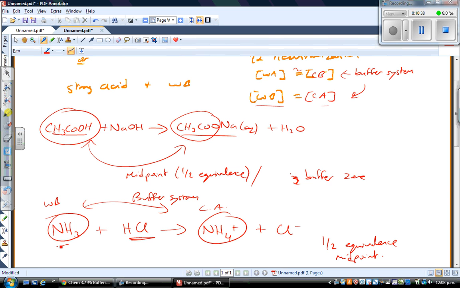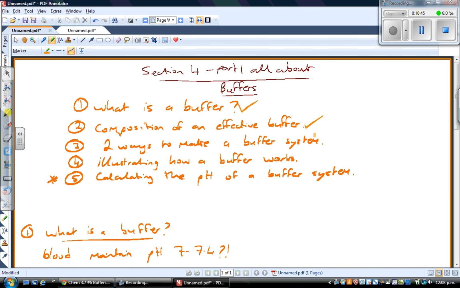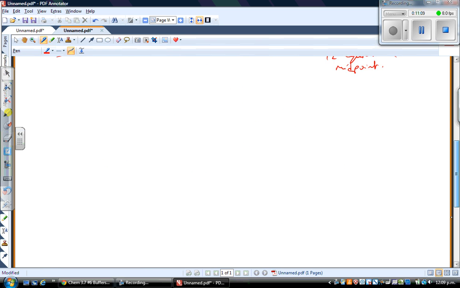So just to go back to the first page and keep a check on what we're covering, we've done what is a buffer. So it's a system with even amounts of weak acid and its conjugate base, or for the base system as well, which could withstand small additions of a strong acid or a strong base. We've looked at the composition of an effective buffer. We've looked at the two ways to make a buffer system. Illustrating how a buffer system works. Okay, let's take a look at that now. So we're going to write some equations for this. All right, so illustrating how a buffer system works.